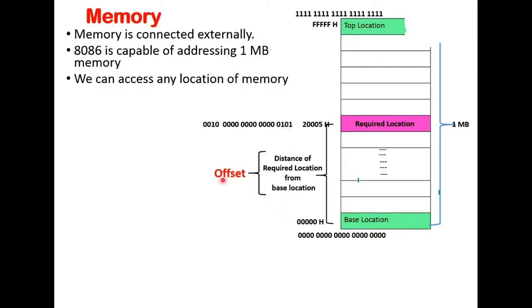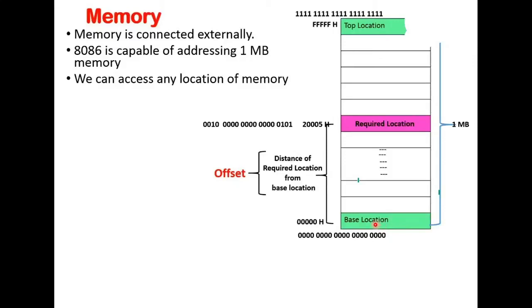Now what is this offset? Offset means distance of required location from the base location. What is this offset address? See, this is the base location. Base location is nothing but the starting location.